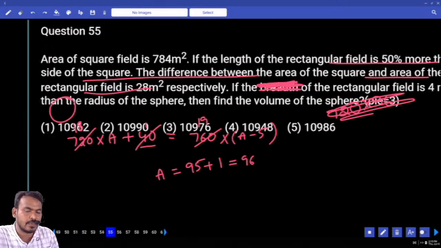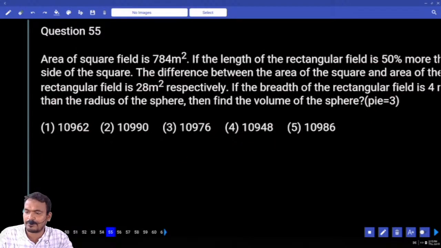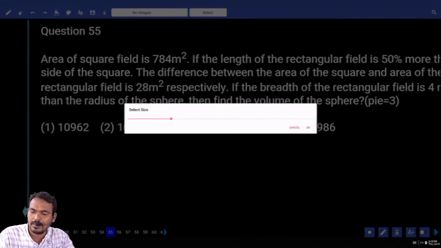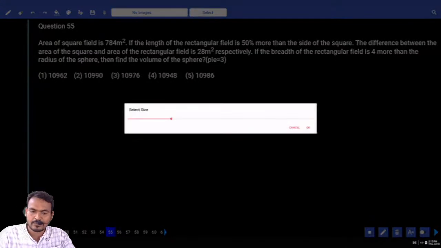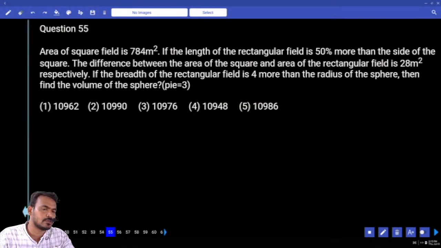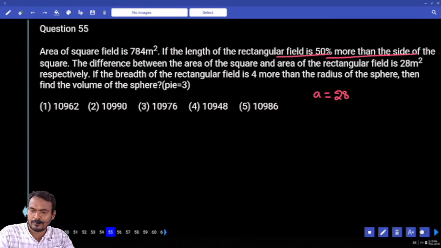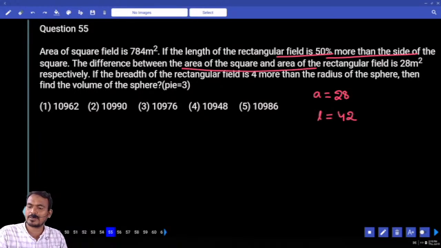Next question number 55. Area of a square field is 784 meter square. The length of the rectangular field is 50% more than the side of the square. What is the area of a square? A square equals how much? 784. What is the A value? 28. Length compared to the side of a square is 50% more. What is 50% of 28? 14. Means the length of the rectangle is 42. And the difference between the area of the square and the area of the rectangle is 28.